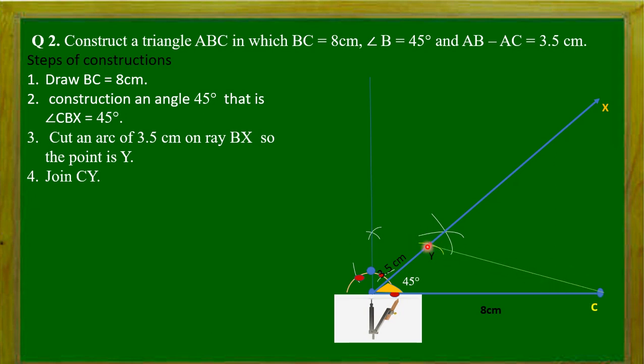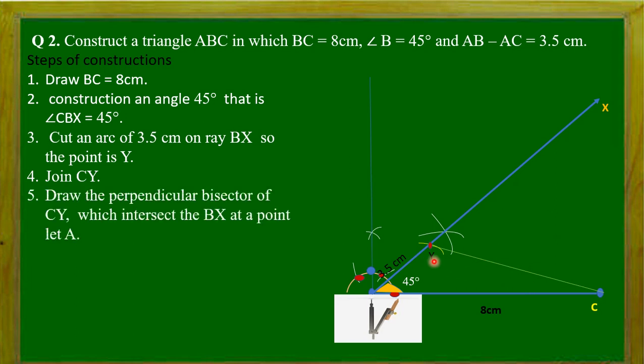For this we take the compass and open it more than half of this line segment CY, and we will draw two intersecting arcs downside and upside of the line segment CY. So let's start. Place the pointer at point Y, cut an arc, place the pointer at point C, cut an arc. This is the intersection point of the two arcs. Similarly, on the upside of this line segment CY, place the pointer at point Y and cut the arc. Similarly, at the point C, place the pointer and cut the arc.